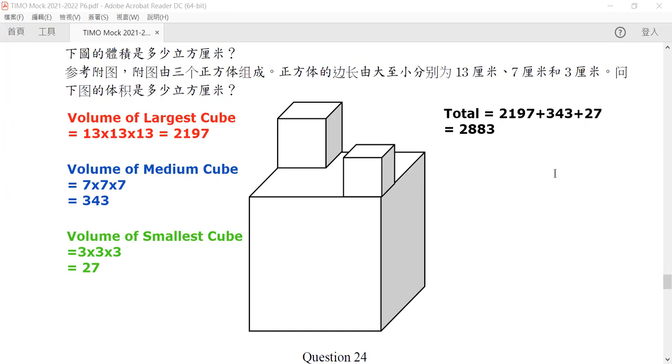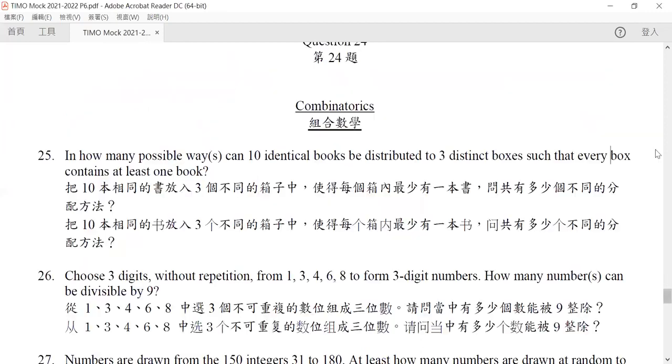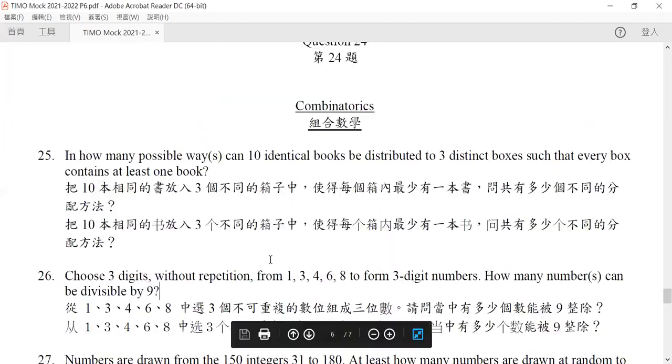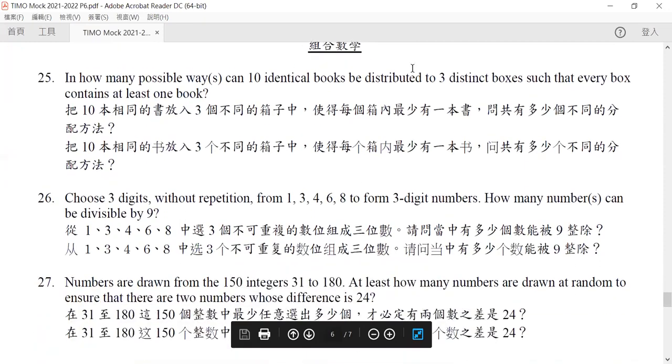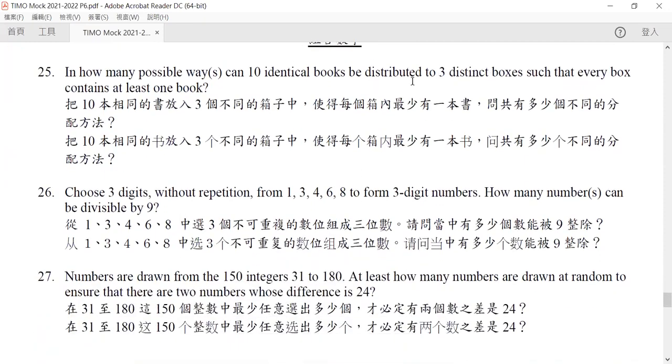Teacher, will you give the answer to us? I'm afraid I cannot.